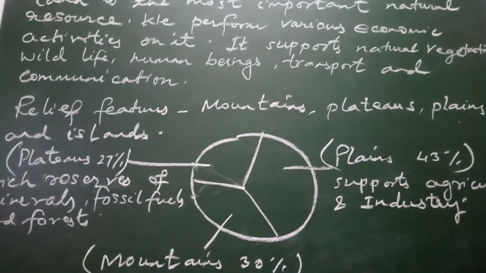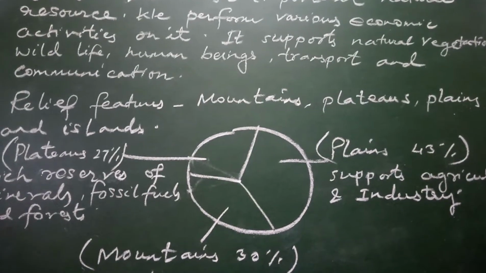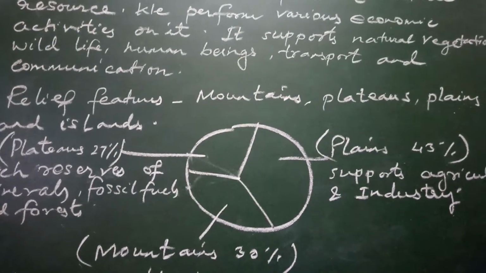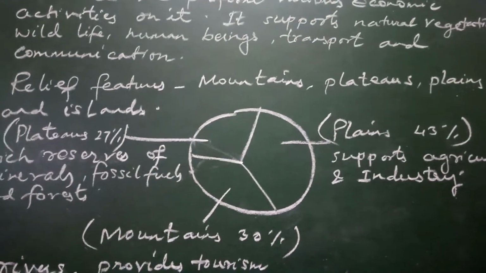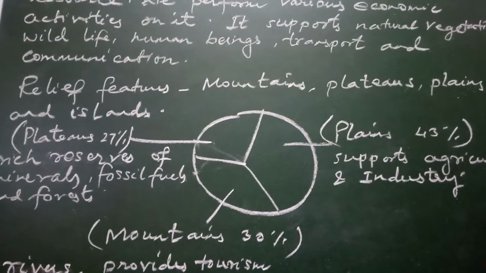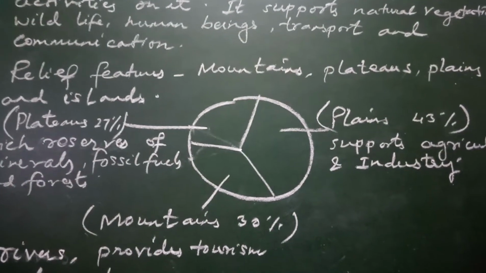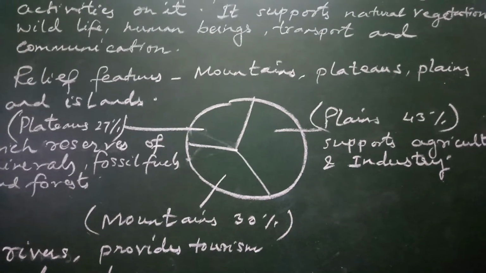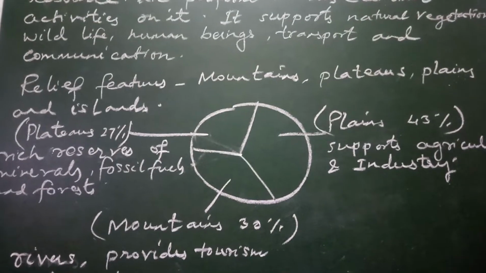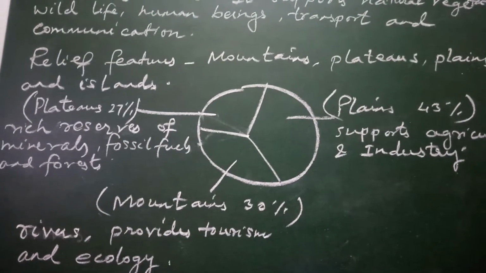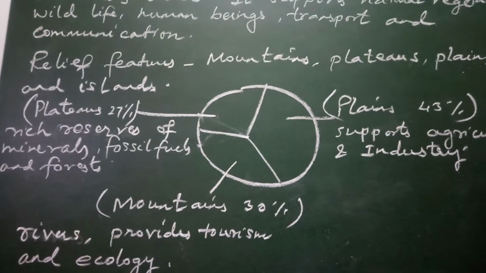Now we have to study the relief features of the country. The figure that you are seeing is the division of land for various purposes. You will notice that plains constitute 43%, mountains 30%, and plateaus 27%.